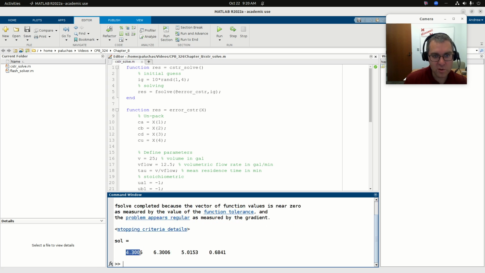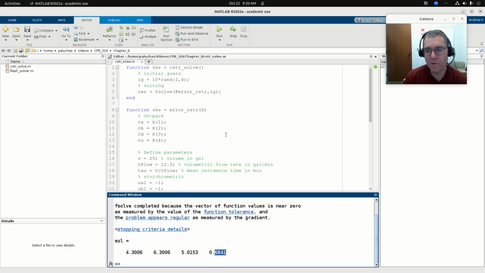So here's the concentration of A. This is why I like this order. Here's the concentration of B. It's 2 moles higher, that makes sense. Here's my desired, and here's my undesired, so the concentration of my desired and concentration of my undesired species. Okay, cool. All right, so that seems reasonable.